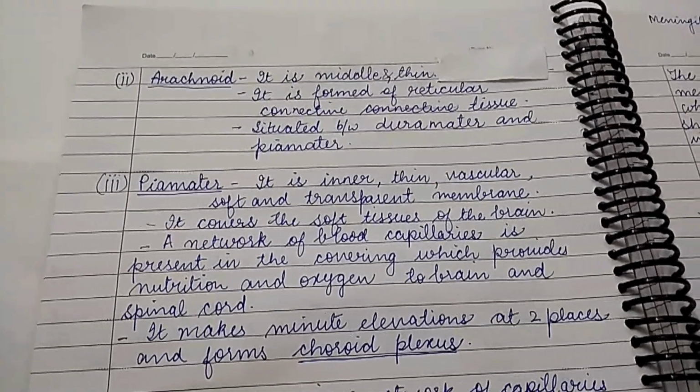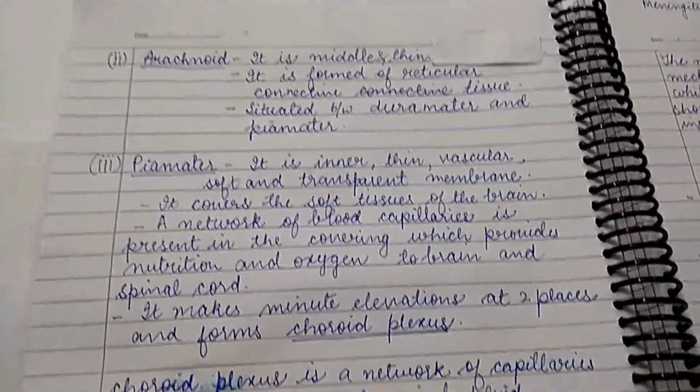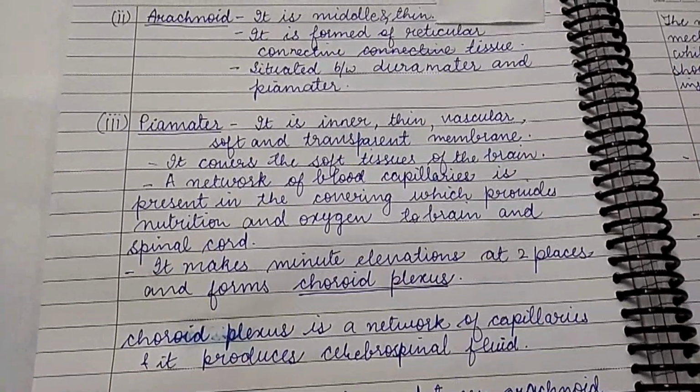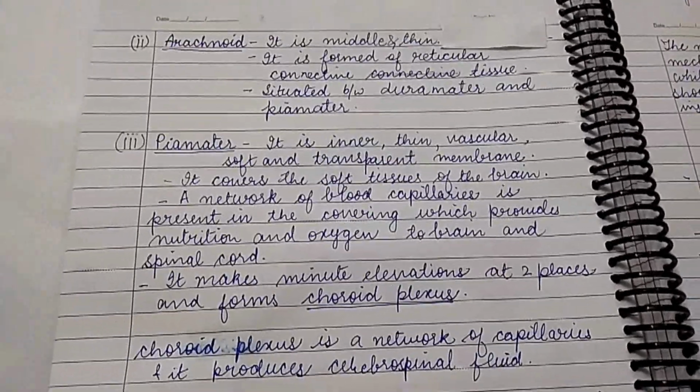And it makes minute elevations at two places. They form choroid plexus, and choroid plexus is a network of capillaries which produces cerebrospinal fluid.